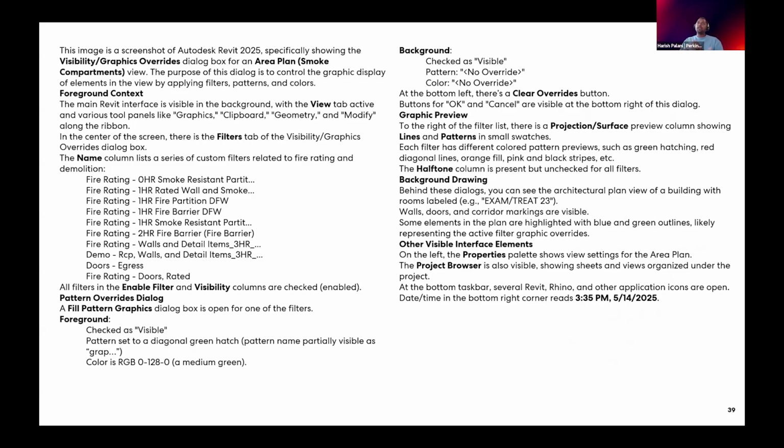So you can see it says it's visibility graphics override. It's focusing on area plan and smoke compartments in specific. And on the foreground context, there's fill patterns and colors tab that's open. We have views, like talking about filters. It's listing out the name of all the filters, getting all the names exactly, 1 hour fire rating, 2 hours fire barriers, and all those kind of things. So it also says all filters are enabled, like nothing is checked, like enabled. And there's like pattern overrides.